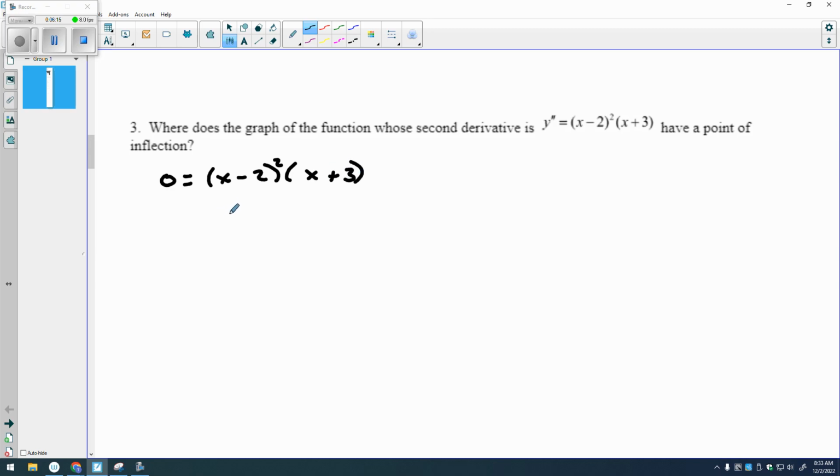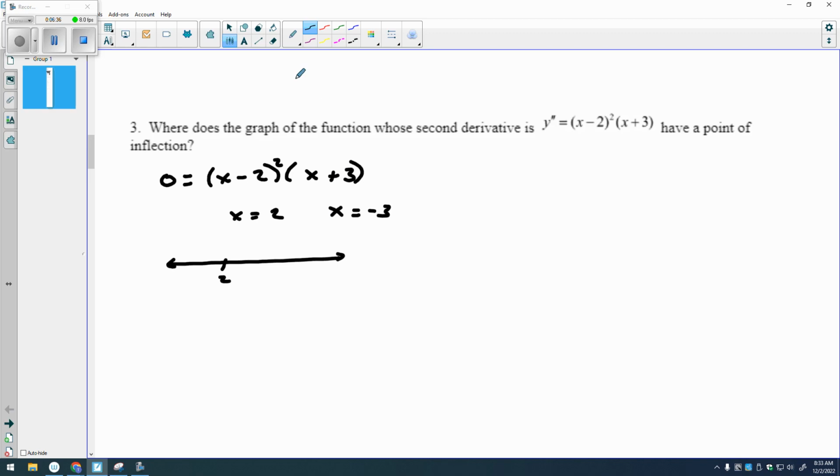So I know it's going to be 0 at x equals 2. I know it's going to be 0 at x equals -3. Those may or may not be points of inflection. They are critical values, but they may or may not be points of inflection. So I want to check my values, and I don't have to do a number line, but a number line just kind of helps me stay organized.